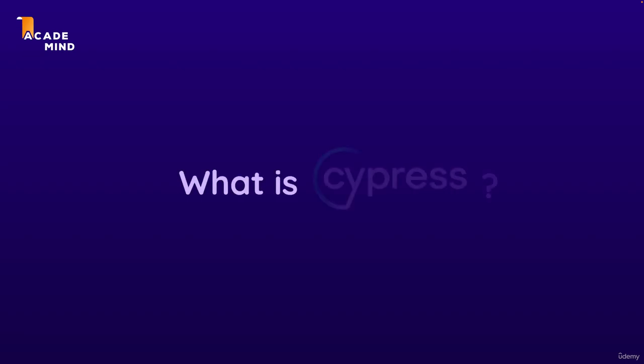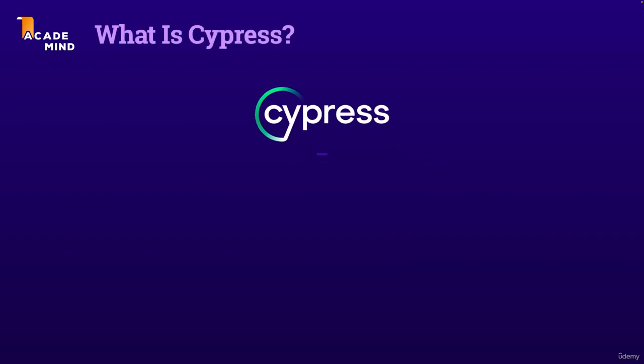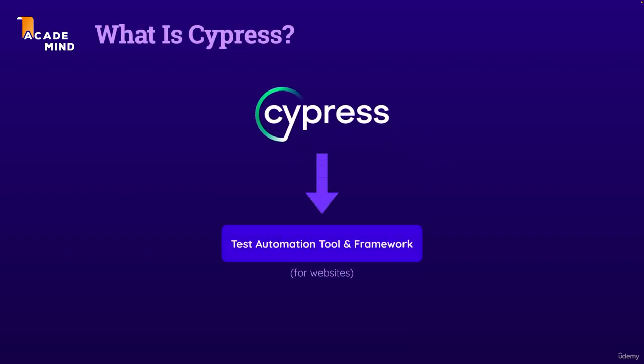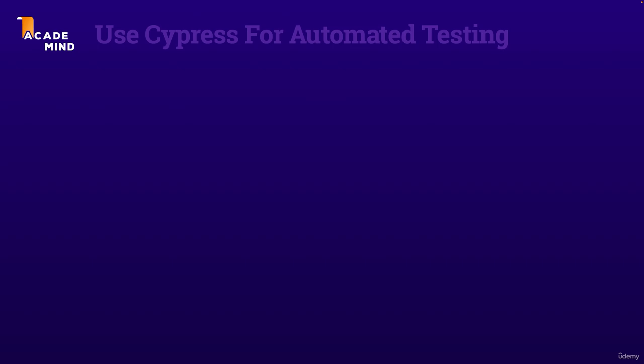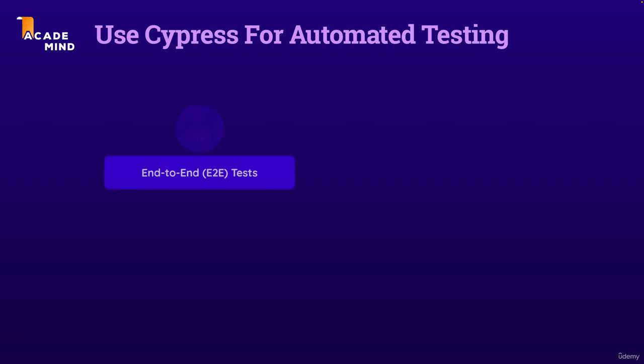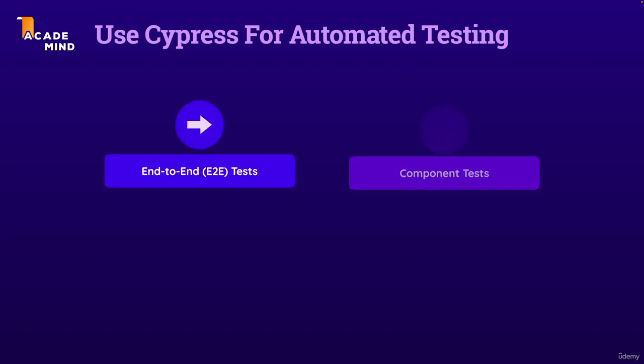So what is Cypress? Cypress is a JavaScript-based test automation tool and framework for web developers. You can use Cypress to write automated tests for the website you're currently working on. Now, you can use Cypress for automated testing in two main ways. You can use it to write so-called end-to-end tests, and you can also use it to write so-called component tests, though this course here will be about end-to-end tests.